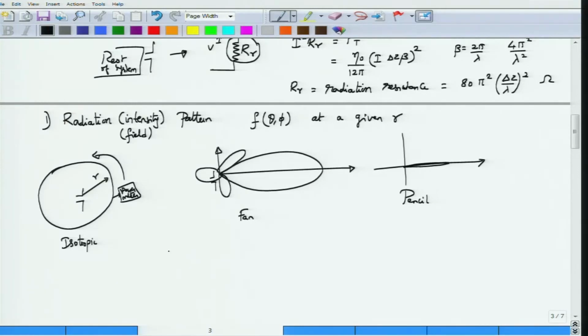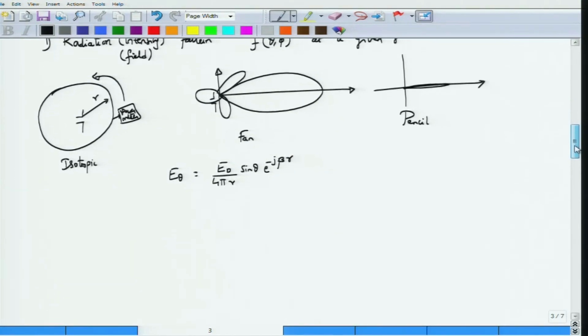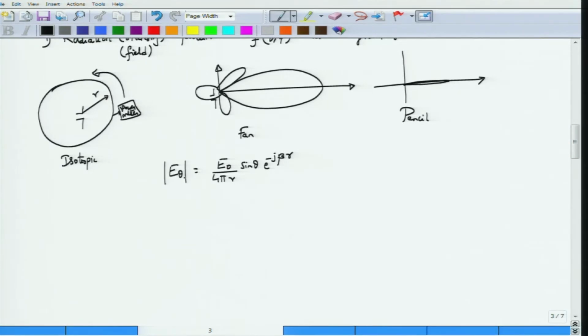For the short dipole antenna, we know that E theta in the radiation region will be equal to some constant E 0 divided by 4 pi r, times sin theta, times e to the power minus j beta r, correct. If you are interested in the magnitude of the electric field, this e to the power minus j beta r will drop out, and let us assume the magnitude of E 0 to be 1. The sin theta magnitude you have to consider, and if you plot this quantity, E theta magnitude, as a function of theta, you will get a graph that would look something like this. So, this is 0, this is pi by 2 and this is pi.